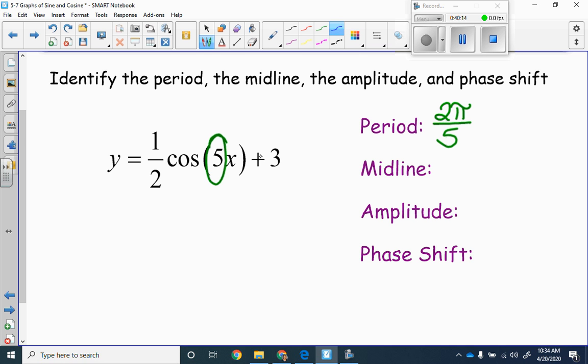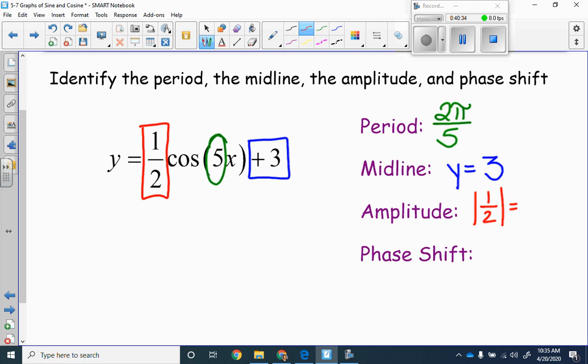Midline, I'm going to take a look at our value of k, which is positive 3. That tells us that our graph is going to be moved up 3 units. The amplitude, looking at the 1/2 right here, the absolute value of 1/2 gives me 1/2, and so that's our amplitude. And I don't have, again, anything inside those parentheses, so there is no phase shift for this example.